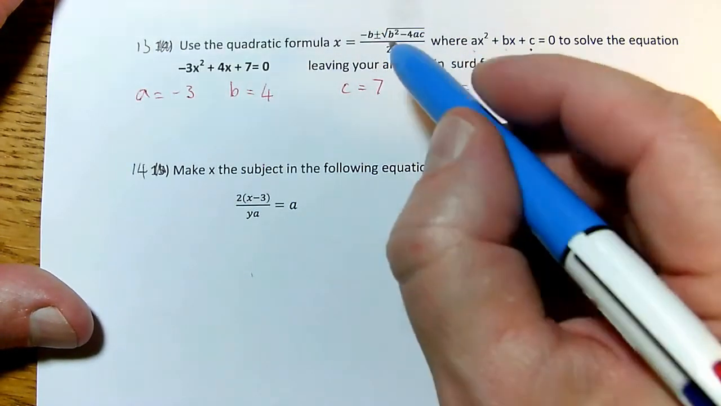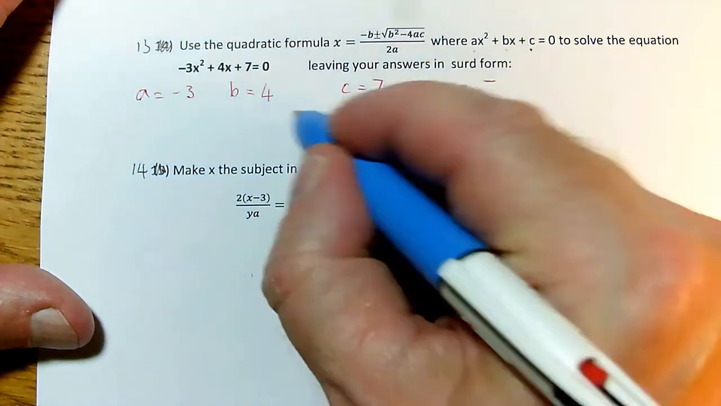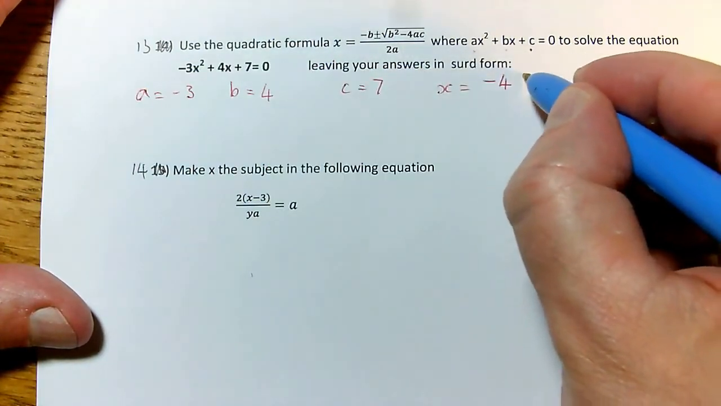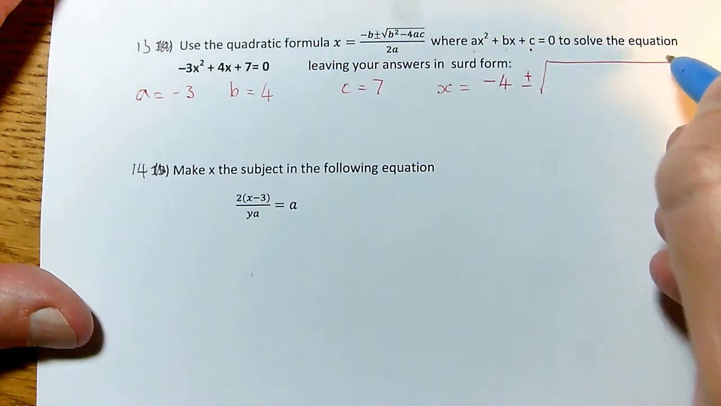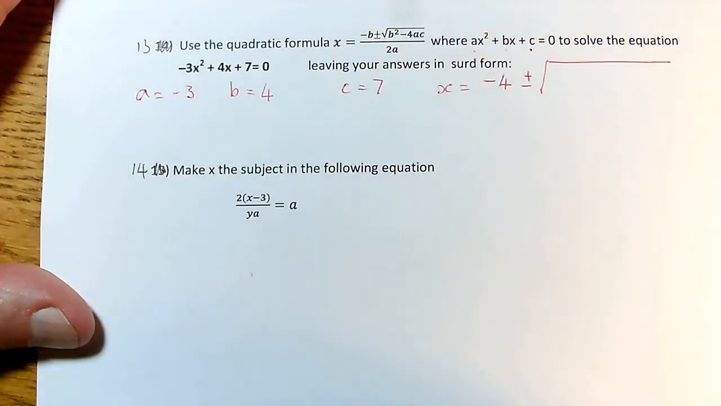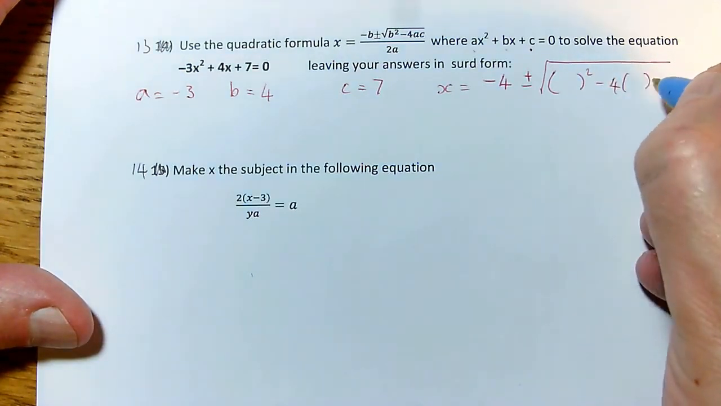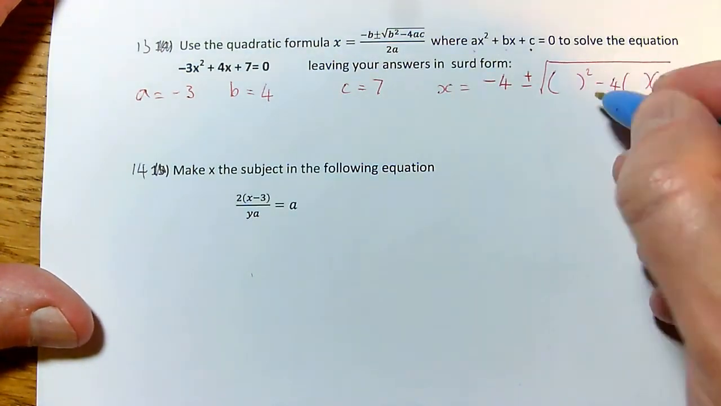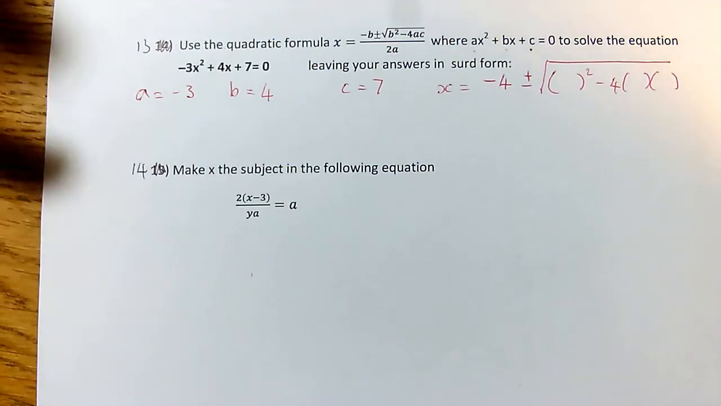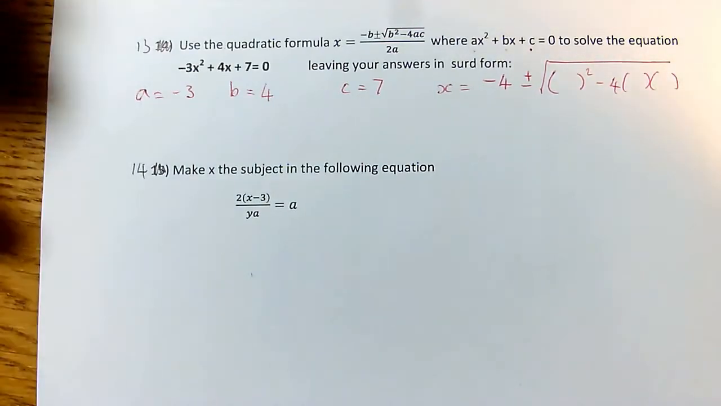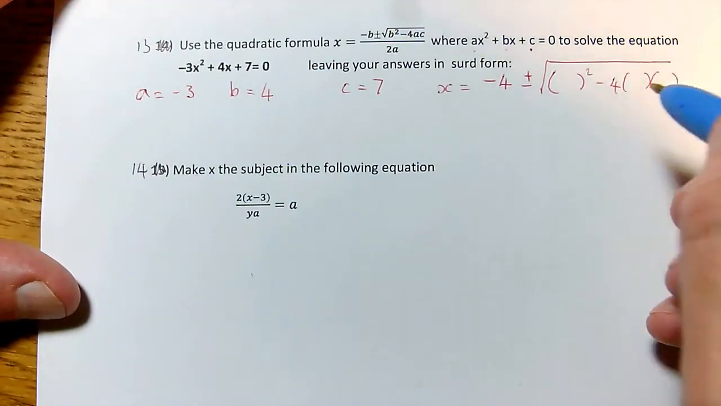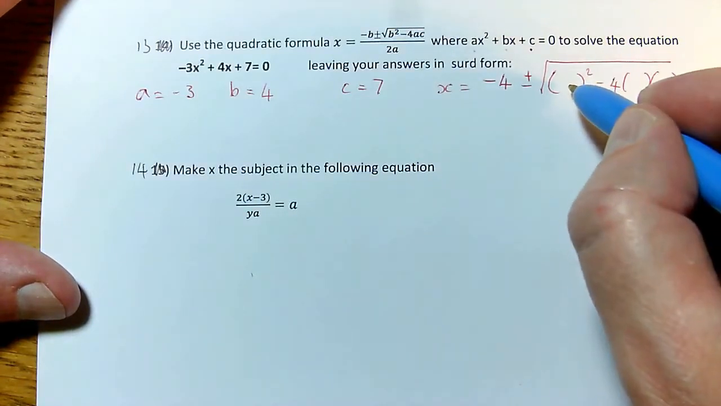So I need minus b, so that's minus, what's b? 4, so minus 4, plus or minus the square root of b squared minus 4ac. Now I always like to do this as bracket squared, minus 4 times bracket, because sometimes these things are negative and the brackets help, deal with those in a way that doesn't make it look like subtractions when it's not. So I need b squared minus 4ac.